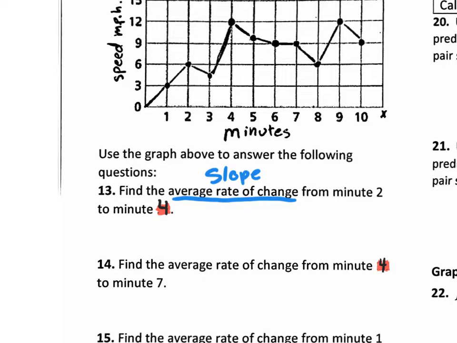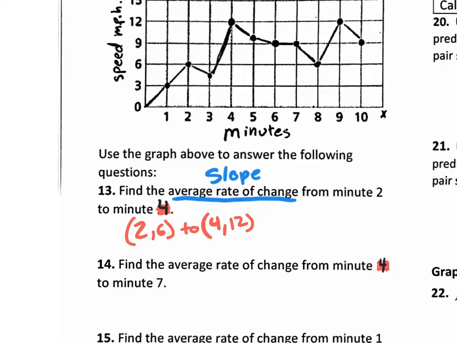And it says find the slope for minute 2 to minute 4. I hope you guys changed that typo right there. Anyway, so from minute 2, it's right here, to minute 4, it's up here. So we really want to write down the coordinates 2, 6. Let's write that down. To minute 4, which is 4, 12.